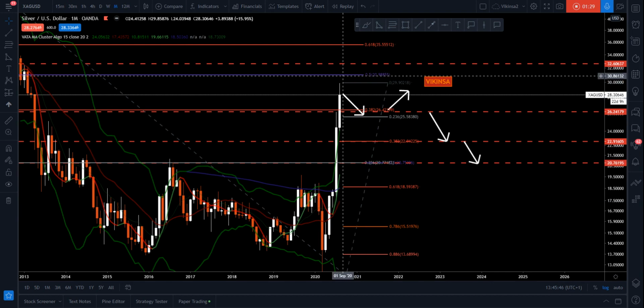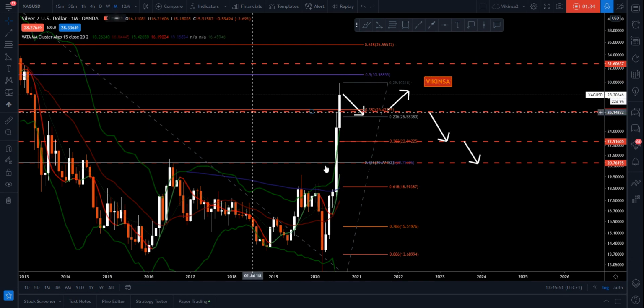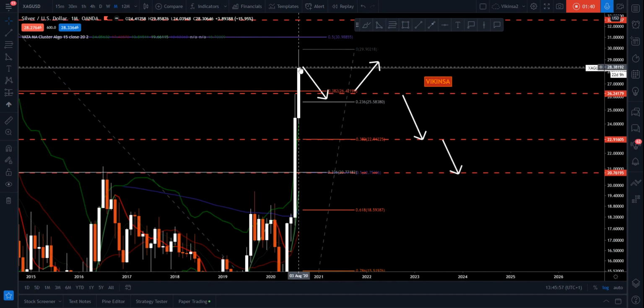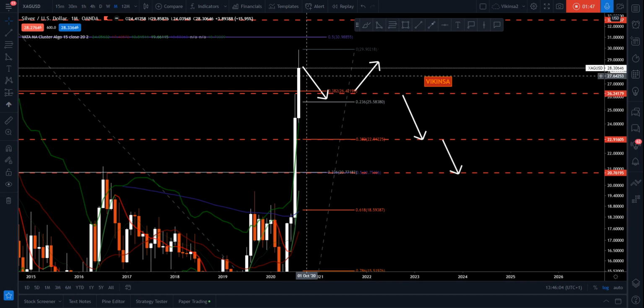50% is where most of the manipulations or wick kind of behavior usually happens. Now we're looking at the monthly time frame, and the month has just started. There has been just one week, so it's quite possible that towards the end of the month, this candle becomes completely bearish and comes down to this level of 24 or even lower than that.